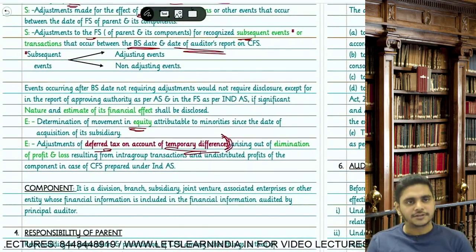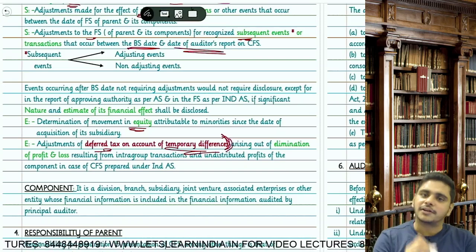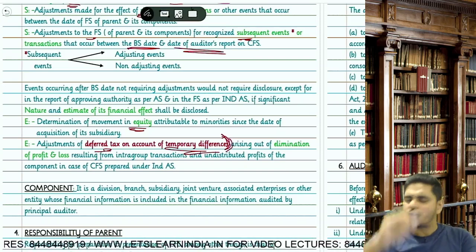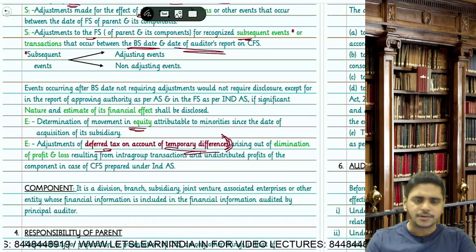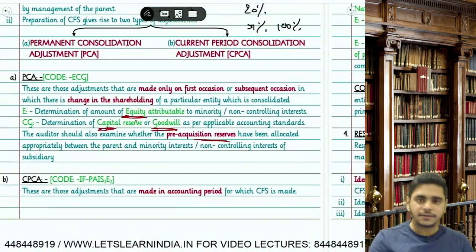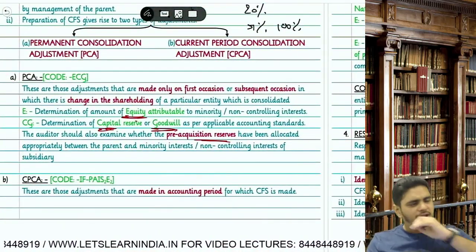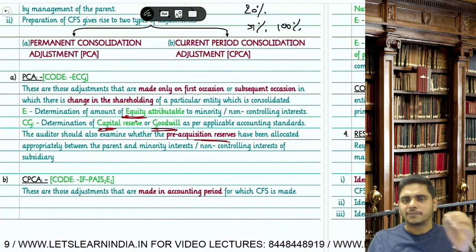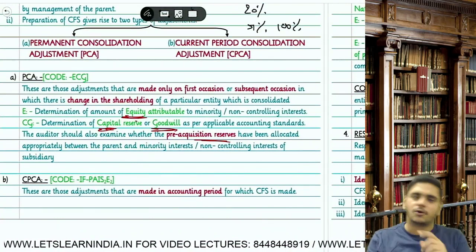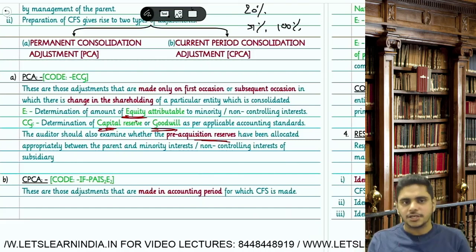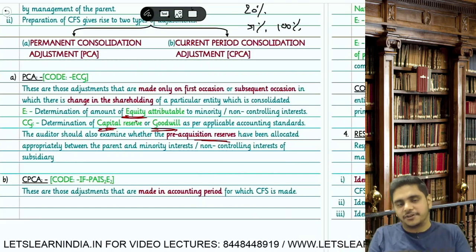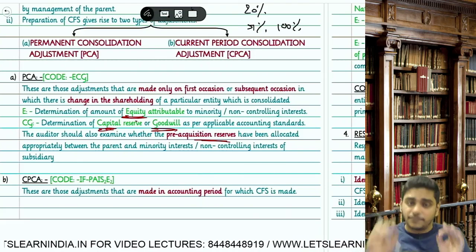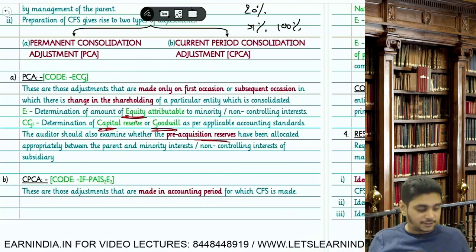We'll be scribbling, and I'll be teaching a technique for how to remember the content, because audit is all about remembrance. A direct question comes in the exam, 4 marks each: explain PCA, explain CPCA. PCA means permanent consolidation adjustment, either the first time or on a subsequent time whenever there's a change. CPCA, you do every year. Understood? We'll be writing everything, don't worry.